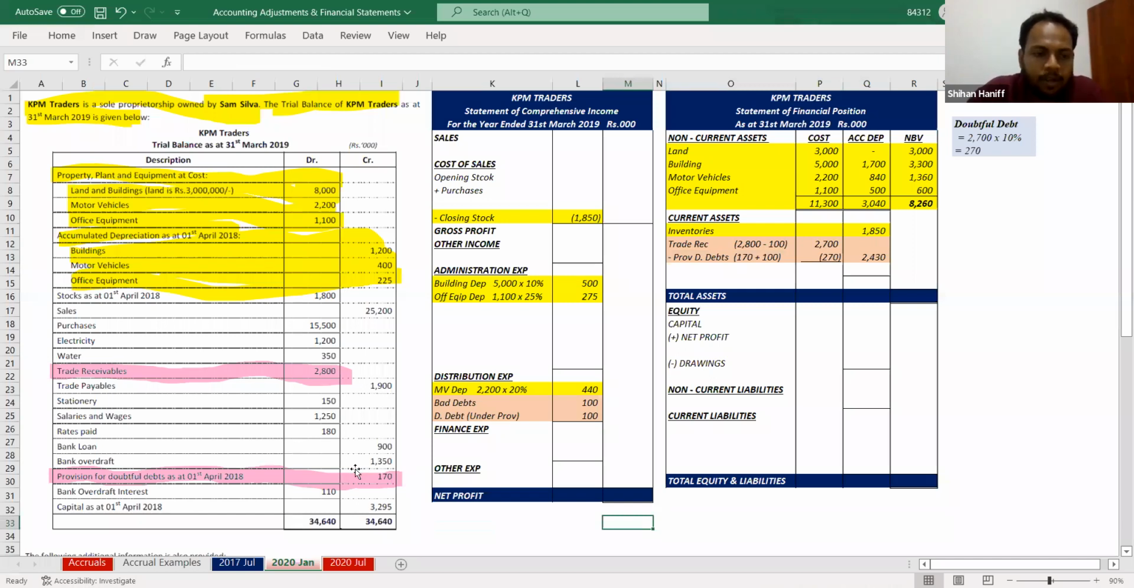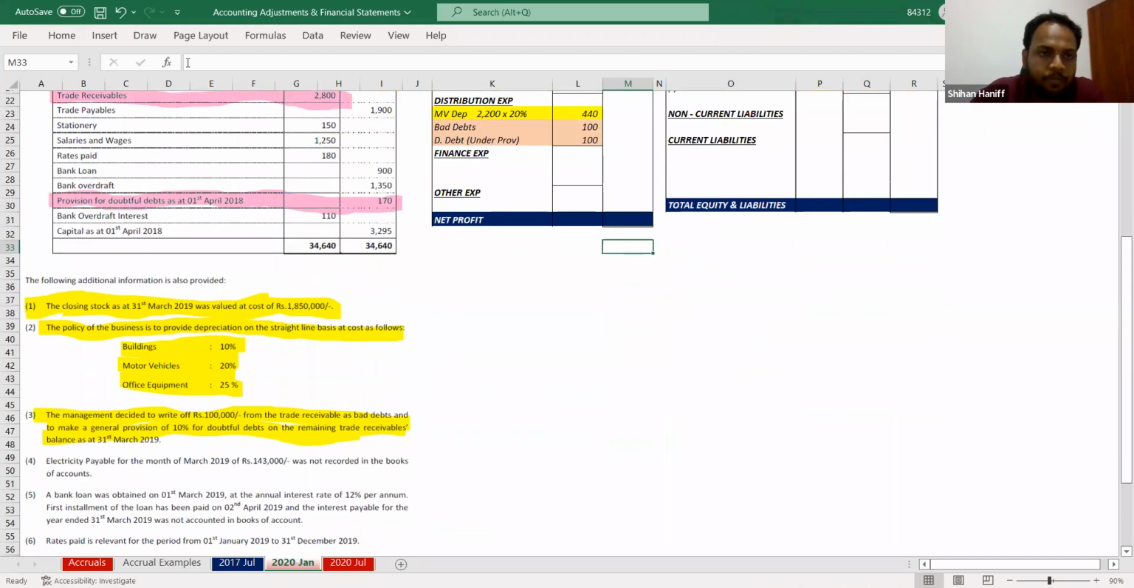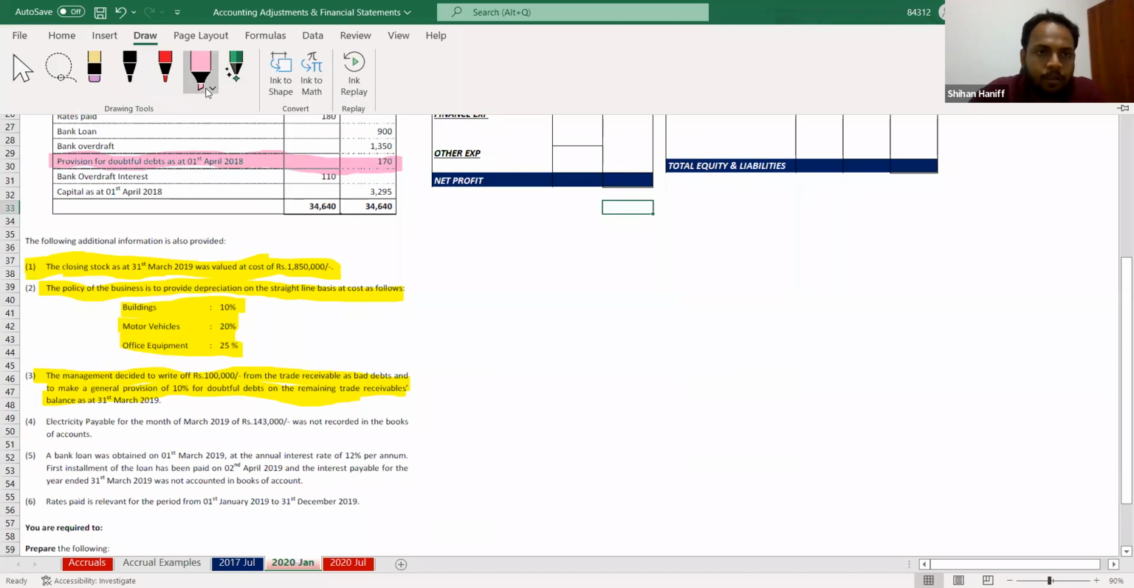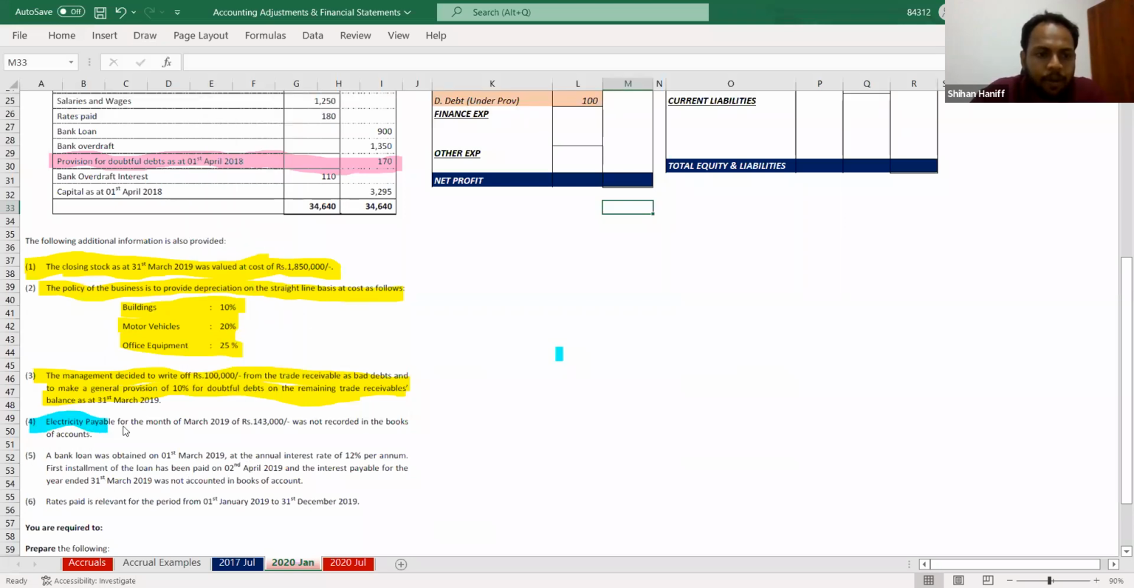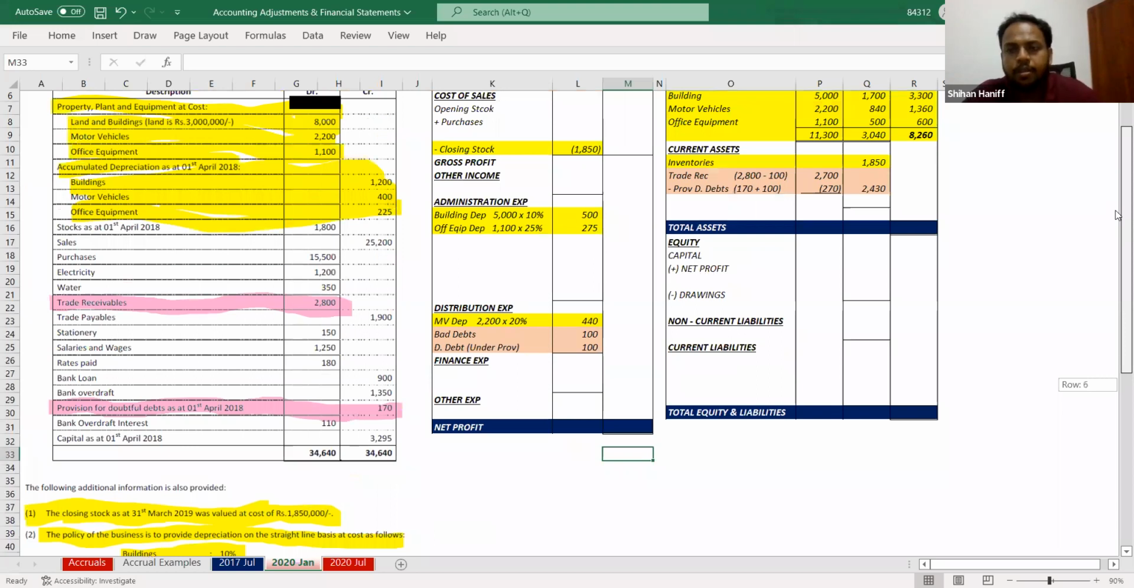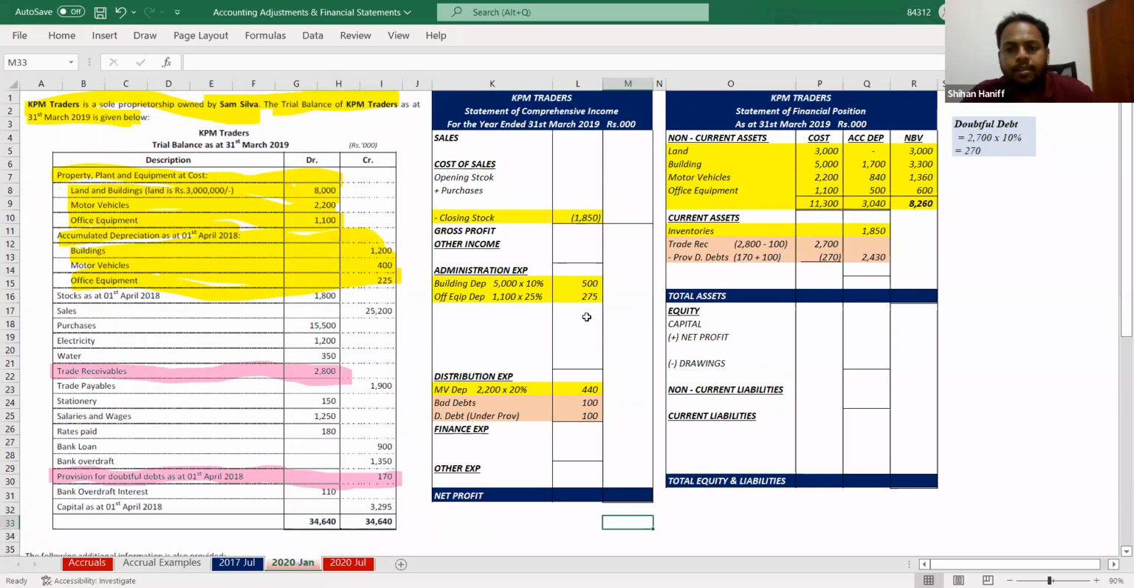Now, next. Electricity payable for the month of March, 143,000, was not recorded in the books of accounts. So this is a payable balance, electricity payable. Electricity is an administration expense. Payable is a current liability.